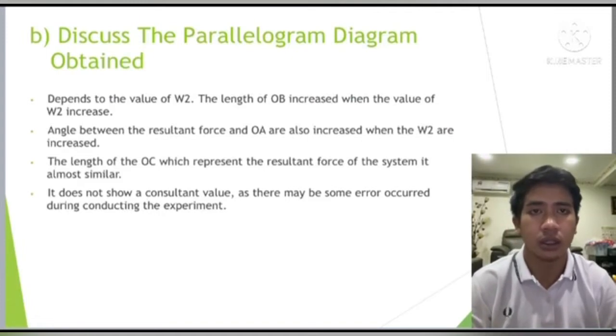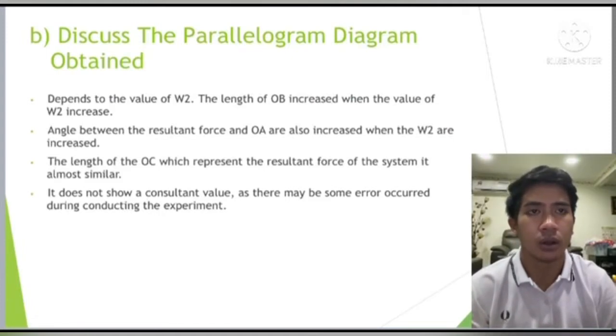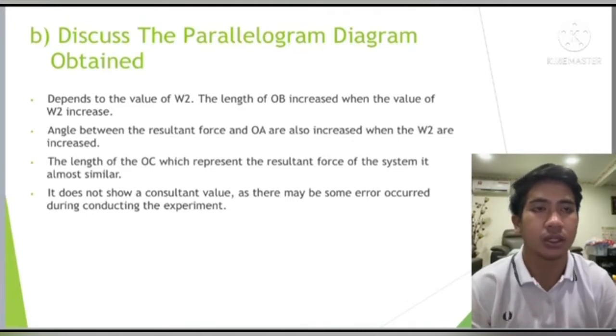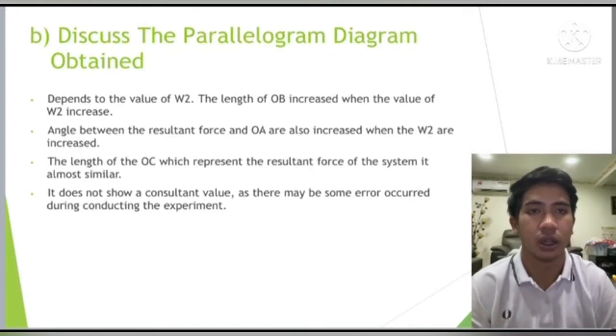Second discussion is to discuss the parallelogram diagram obtained. The parallelogram diagram obtained shows different results which depend on the value of W2. The length of OB increases when the value of W2 increases.